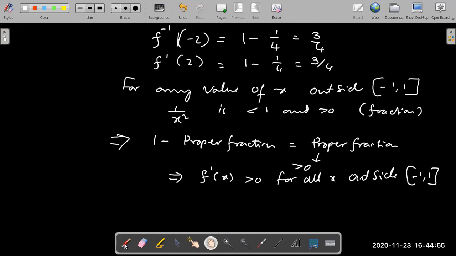Therefore, f of x is strictly increasing over interval I. I is the interval, anything other than minus 1, 1. Okay. So the 15th we have done. We have 4 more questions in this exercise. After that we'll be starting another topic, tangents and normals. Very important one.